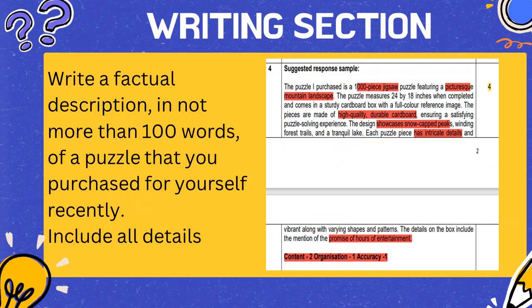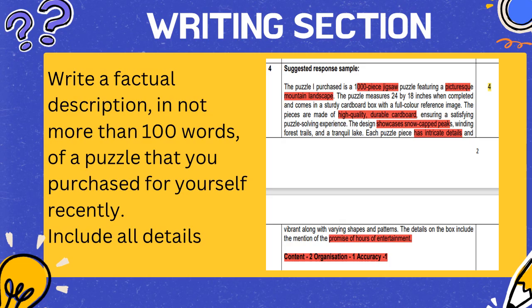The second question in the writing section deals with a factual description. So it is for 100 words and it could be based on any item which you are familiar with. And as shown in the slide, you could see the highlighted words which actually describe the puzzle. So the choice of words is very important and you need to include all details. Detailing is very important. Here it is evaluated for 4 marks.